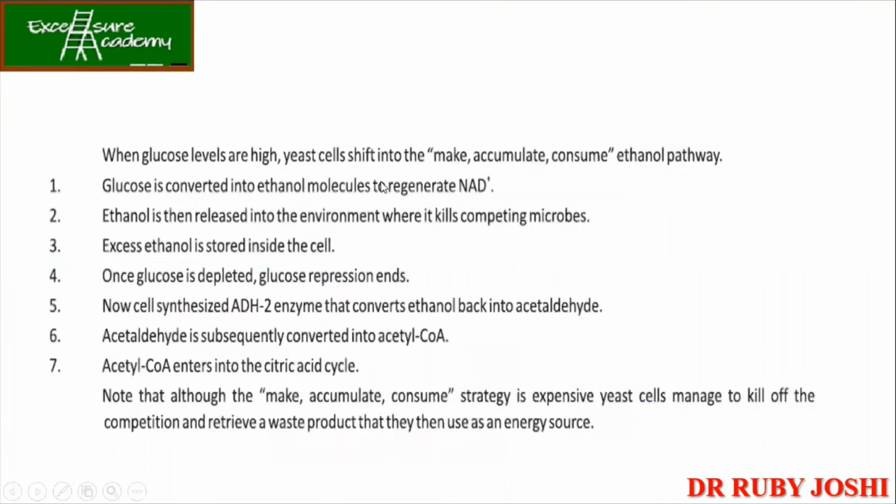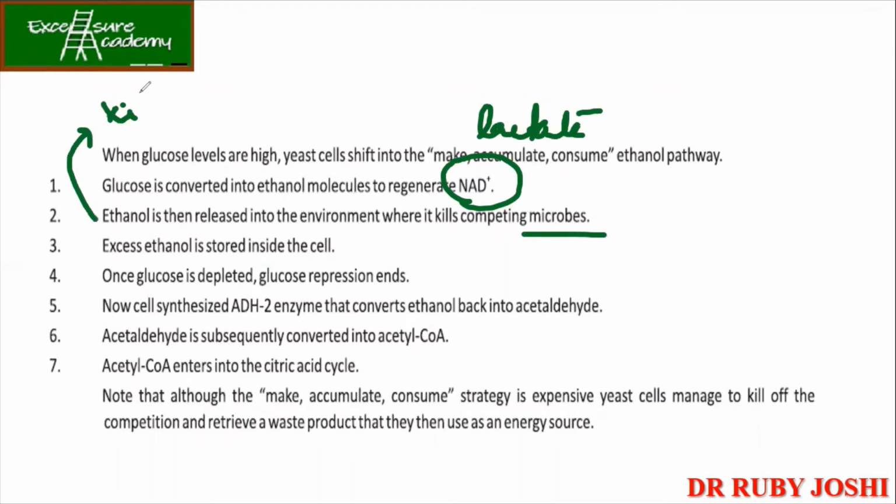Okay, so now when glucose levels are high, yeast cells shift into the make, accumulate, consume ethanol pathway. So glucose is converted into ethanol molecules. Why? To get NAD+, right? Similar to your lactate. So why was lactate also being formed? Because NAD+ was needed. Then ethanol is released into the microenvironment where it competes with the microbes. So what does ethanol do? It's an alcohol, right? So it kills the nearby cells.